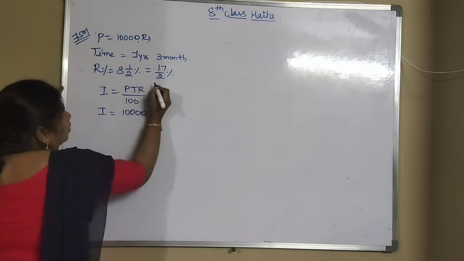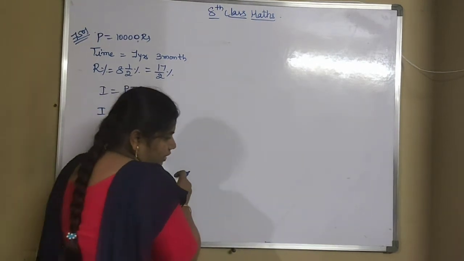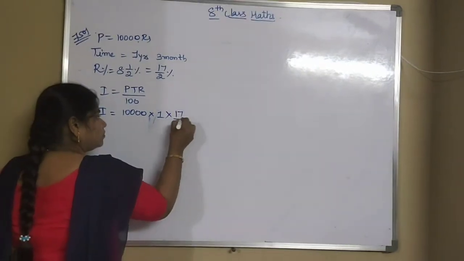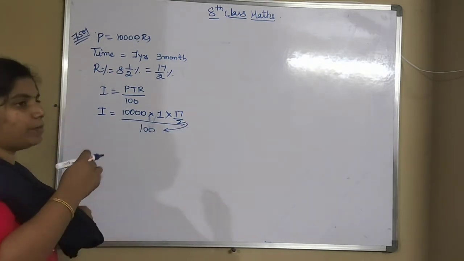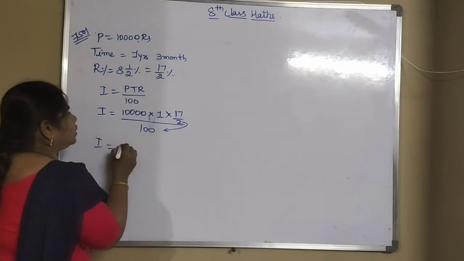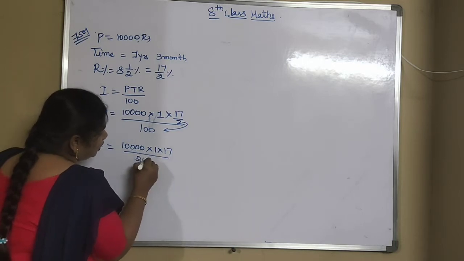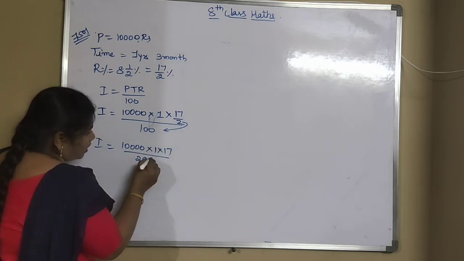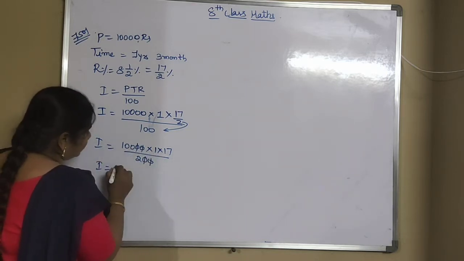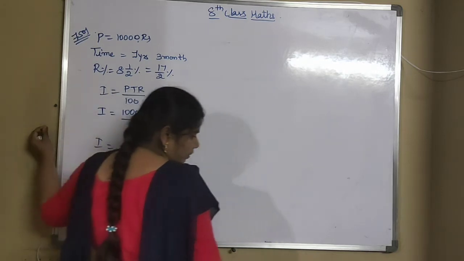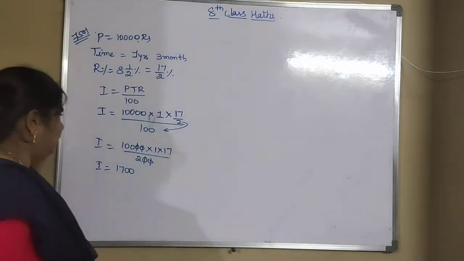Time is 1 year. I am calculating only for 1 year. Into rate of interest, which is 17/2, by 100. So I am transposing this 2 down, so I am multiplying 2 and 100 there. I is equal to 10,000 into 1 into 17 by 200. 2 into 100 will be 200. The zeros will get cancelled. So I will be 100 into 17, which is 1700. The interest is how much here? 1700 rupees.